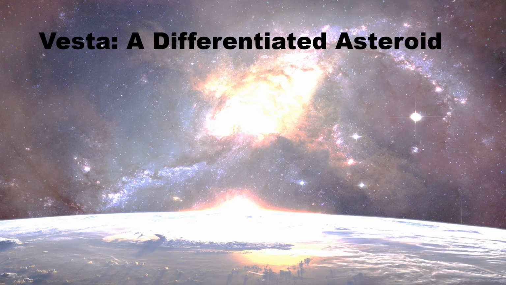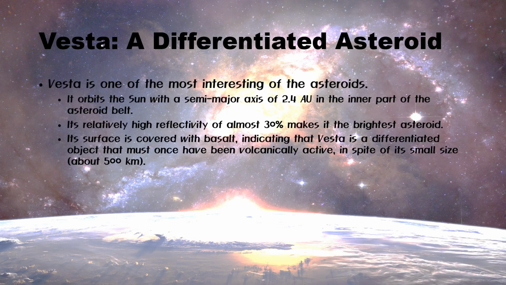So with that being said, let's look at Vesta, which is a differentiated asteroid, because we did talk about how some of these metallic asteroids probably came from differentiated primitives. Well, Vesta is a very interesting asteroid. It orbits the Sun with a semi-major axis of 2.4 AU in the inner part of the asteroid belt. It has a relatively high reflectivity of almost 30%, making it one of the brightest asteroids that we can see.